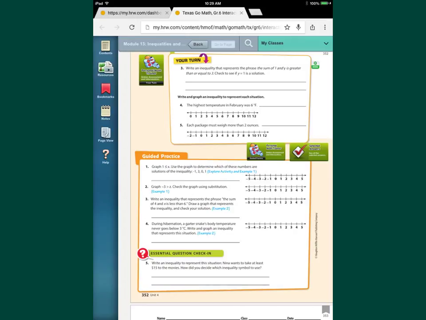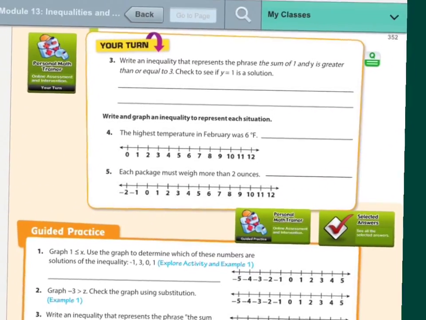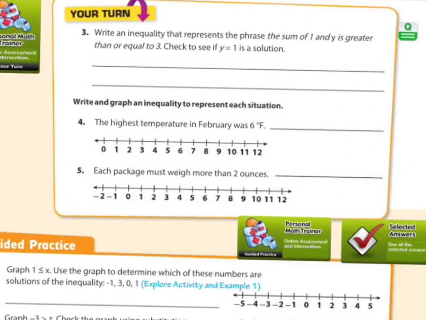Let's look at how you would write an inequality for a real life problem.